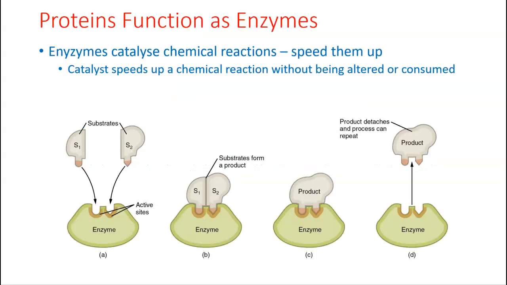All right, I mentioned enzymes, and we're going to talk about them briefly. So an enzyme is one of the things that a protein can function as. It's one of the shapes that your cells make proteins out of. And what enzymes do is catalyze reactions. As it says here, a catalyst speeds up a chemical reaction without being altered or consumed.